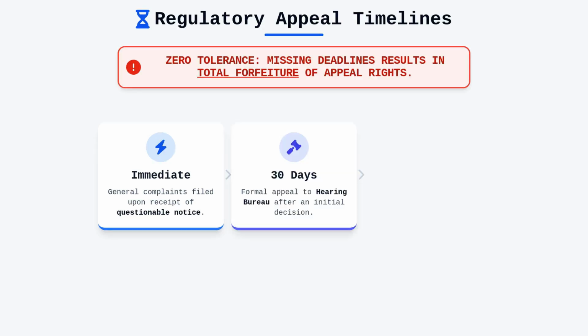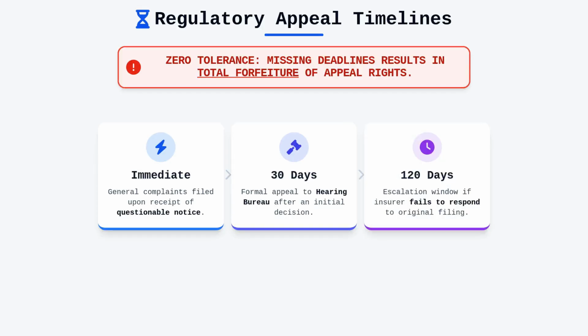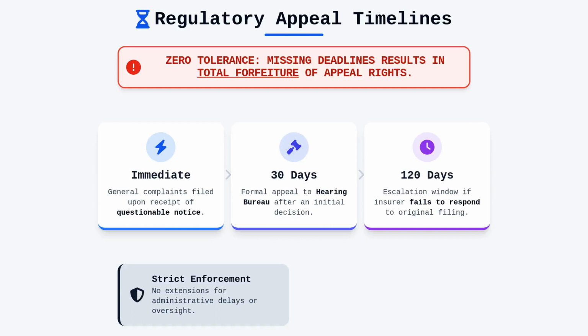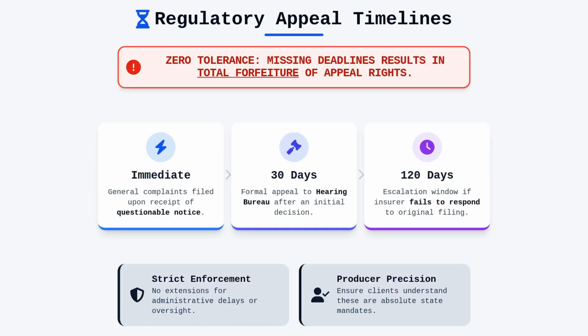For instance, once the Department of Insurance or an administrative bureau issues an initial decision regarding a policy grievance, the aggrieved party typically has exactly 30 days from the date of service to file a formal appeal with the Administrative Hearing Bureau. If the insurer completely fails to respond to an initial request for action within the regulatory timeframes, the window for an insurer to escalate the matter can extend up to 120 days from the original filing. You must always ensure your clients understand that these statutory timelines are strictly enforced by the state and cannot be extended due to administrative delays or oversight.